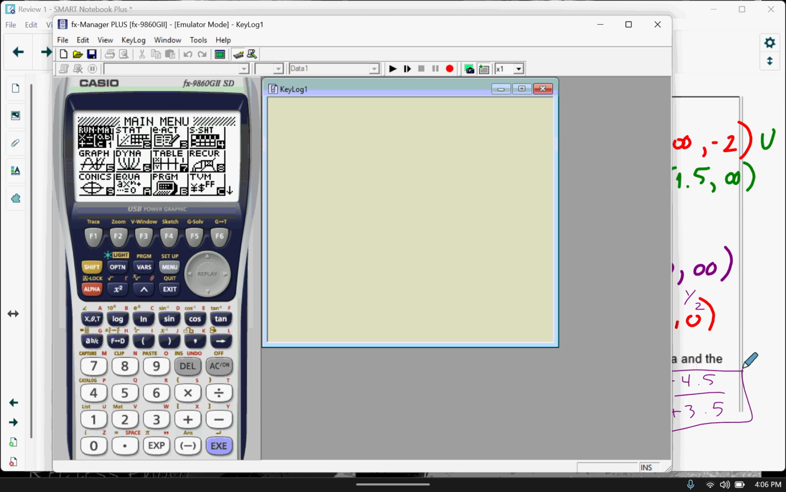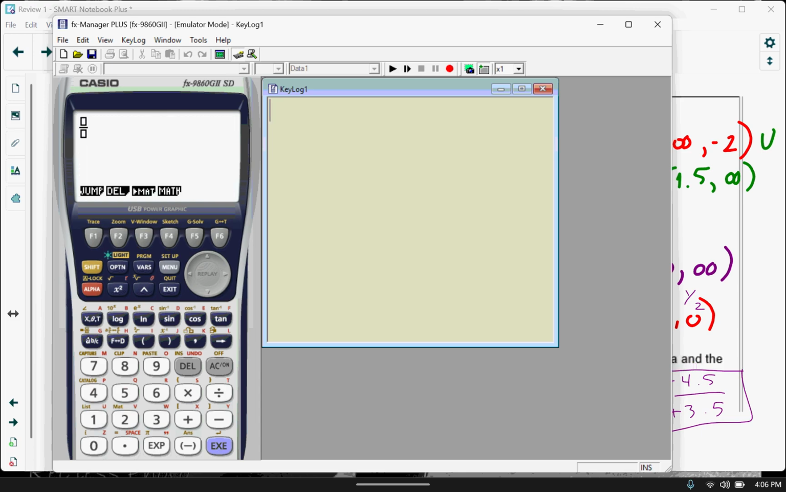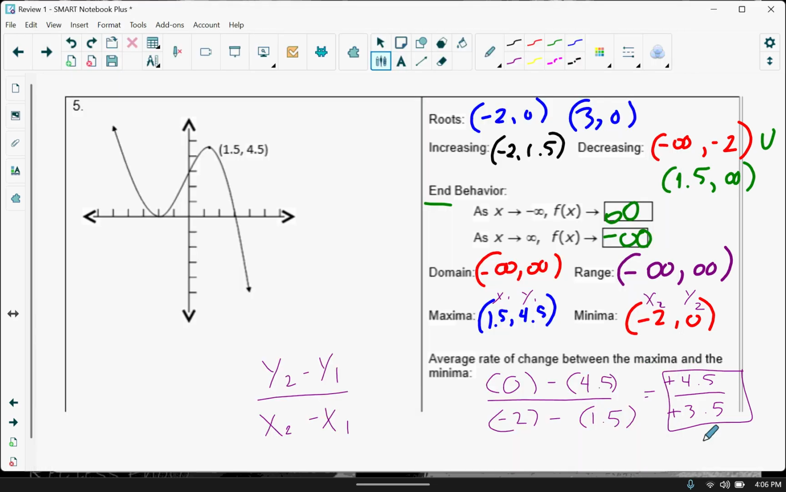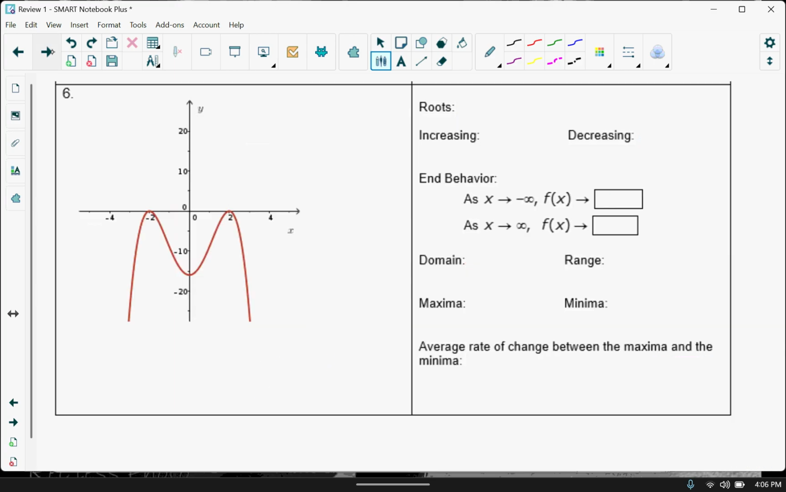So let me type it into the regular calculator, 4.5, and then down at the bottom, 3.5, enter. So it gives me this long decimal, and if I hit the FD button, it turns it into a fraction. So you could either put the decimal or you can just put 9/7. Either way, we'll probably have both answers on the test, so you don't have to worry about that.